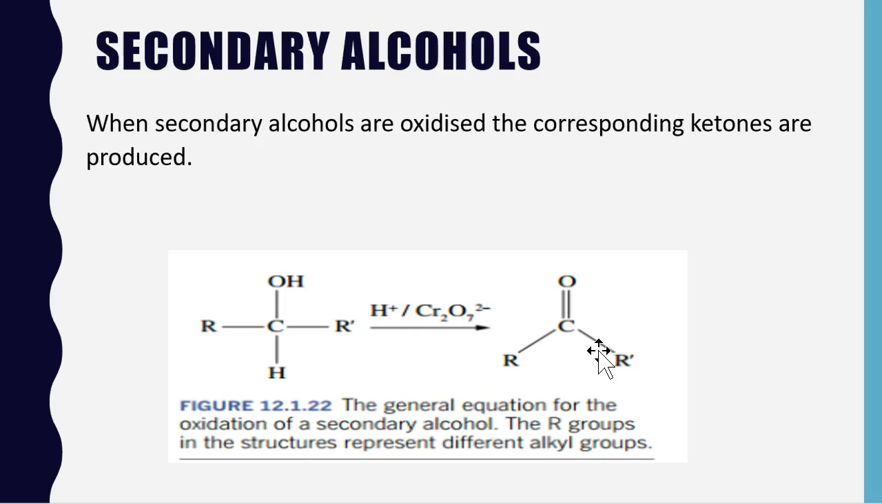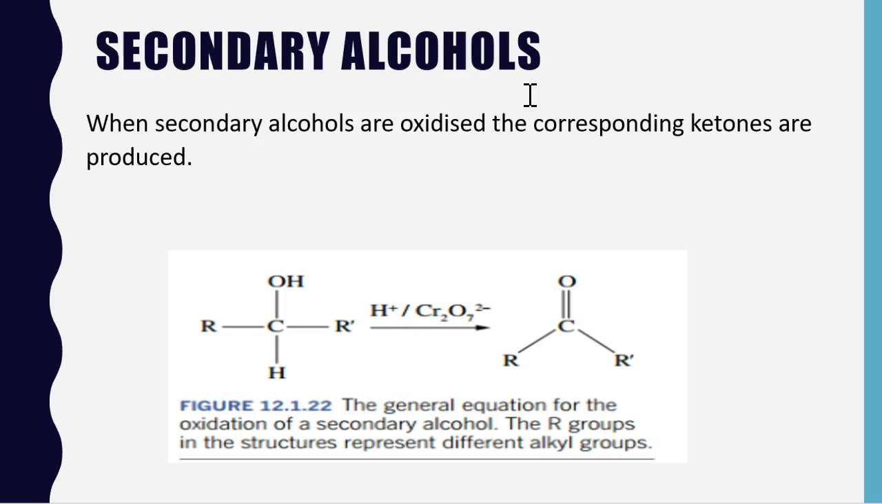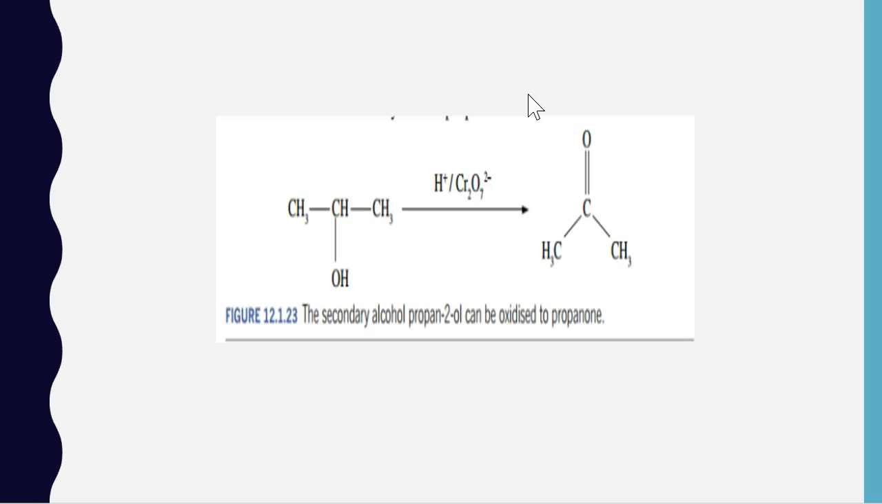Now, if we go back and look at our previous slide, we can see here that we still have that double bond O. The difference between that aldehyde and that ketone is the functional group is the same, but its position is different, and that makes a difference in its properties as well. So this is our general equation here, again, if it's using an acidified oxidizing agent.